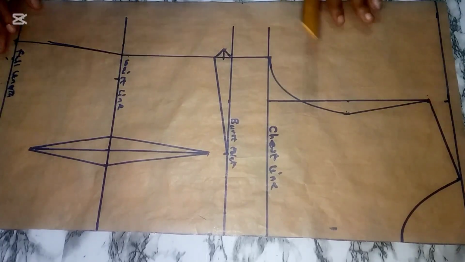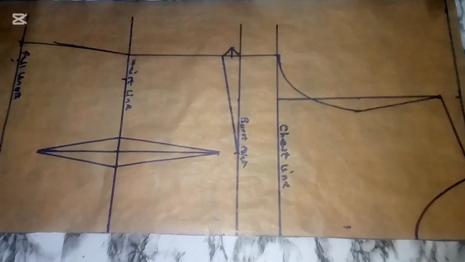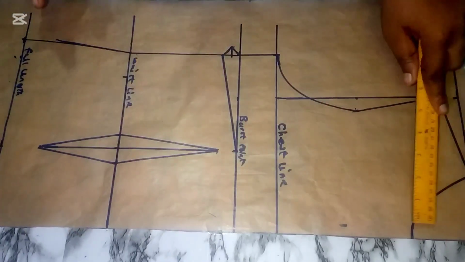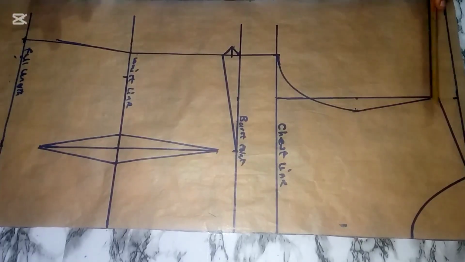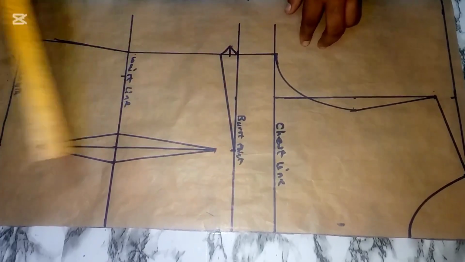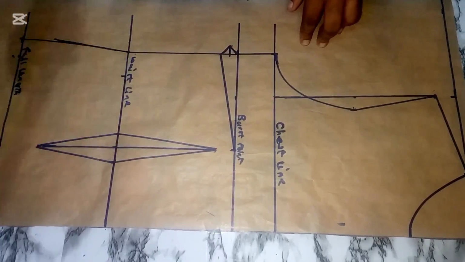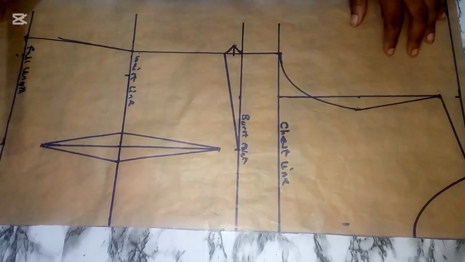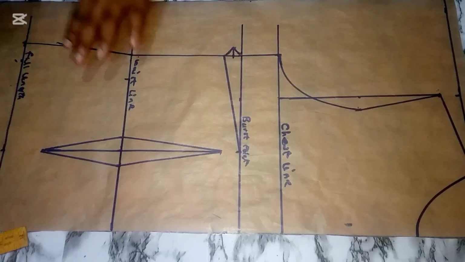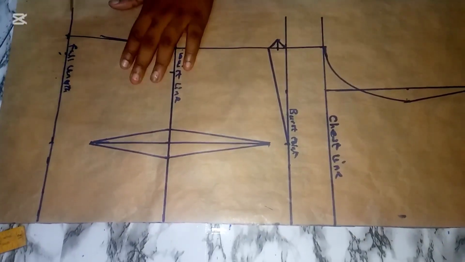So this is it for your front pattern. You saw how we got our neck measurements, our shoulder slant, our vertical measurements, our horizontal measurements, our darts, our bust points, and every other thing. So we are done with our front pattern. Let's cut it out and draft our back pattern.